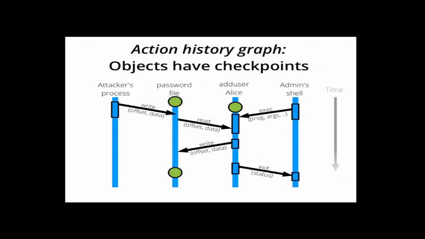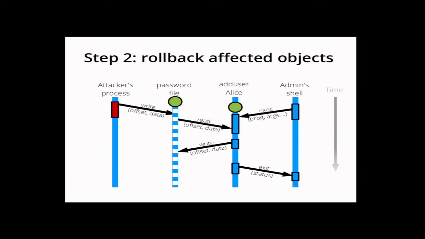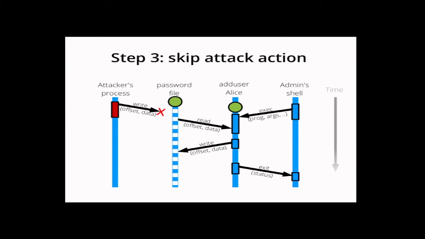After you identify the attack input, namely the write operation of the attacker process, we're first going to roll back the objects that are directly affected by the attacker. Here we just roll back the password file because the password file was modified by the attacker process. After rolling back this password file, we're going to remove the attacker's operation in our history.